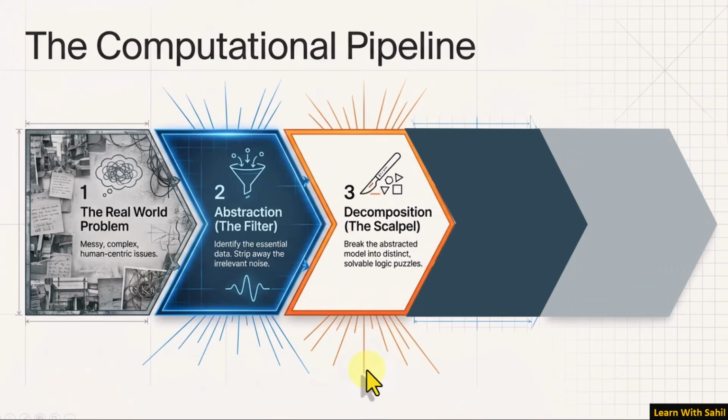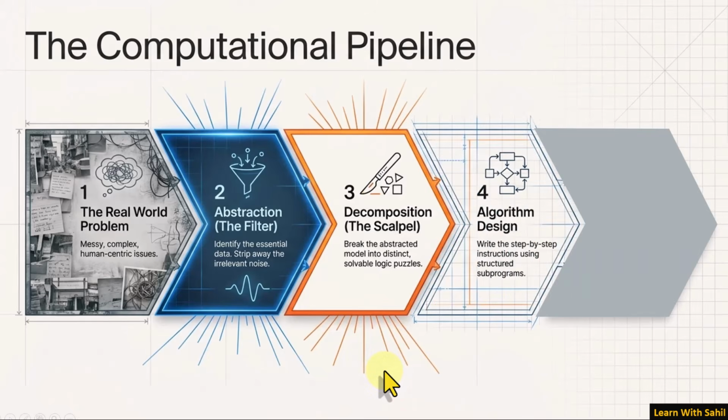Then after that, we have to decompose. When we get the abstracted model, we have to break it into distinct, solvable logic puzzles. We divide it into subproblems. Then after that, we have to design the algorithm. We write step-by-step instructions using structured subprograms, writing algorithms for how to solve each one of the subproblems created at the decomposition level.